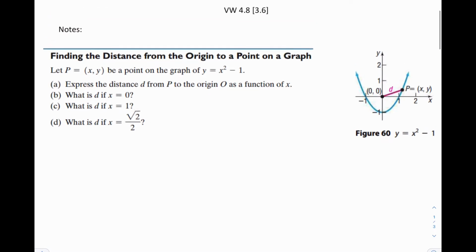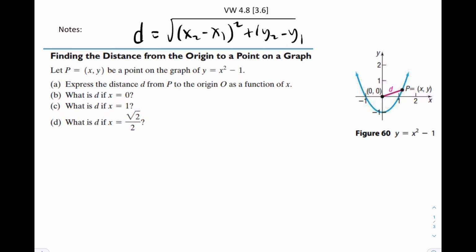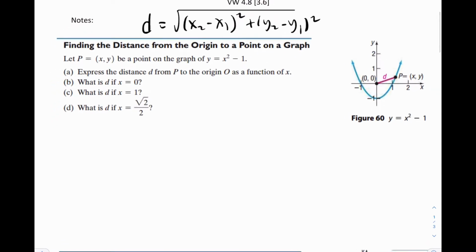So the first thing we're going to do is recall the distance formula. That's going to be the square root of (x2 minus x1) squared plus (y2 minus y1) squared. So we need two coordinates. It does give us one, the origin. We know that's (0, 0). So I'm just going to note that. So I have (0, 0). And the other coordinate is going to be point P, which is right here, (x, y).